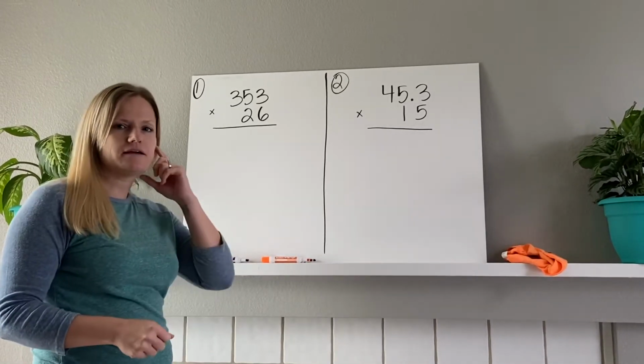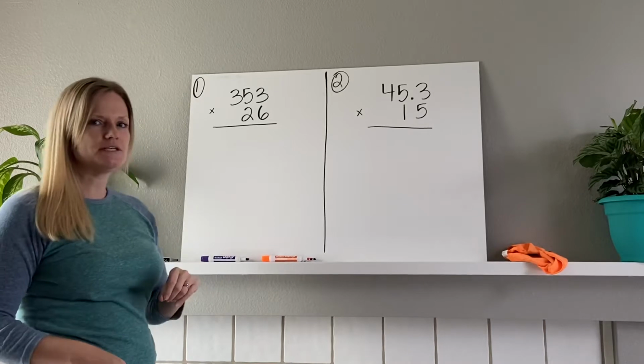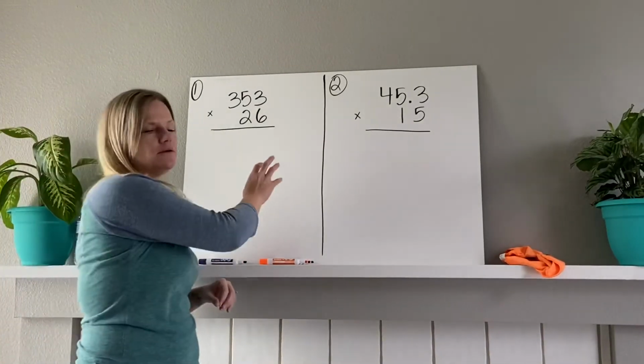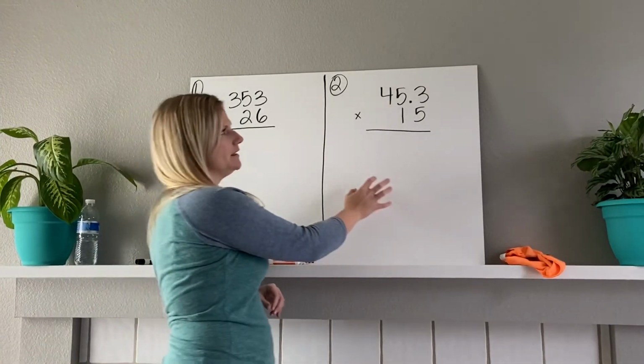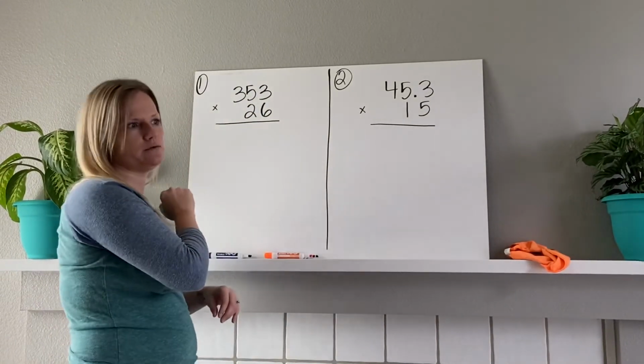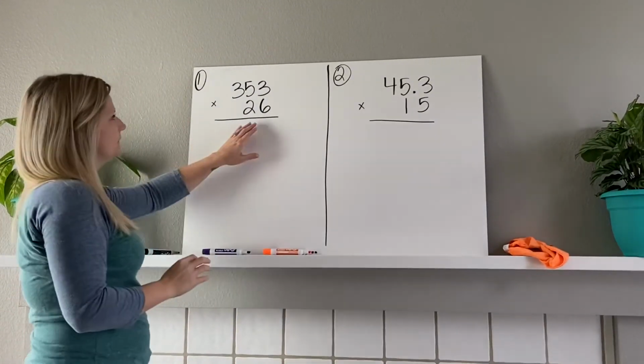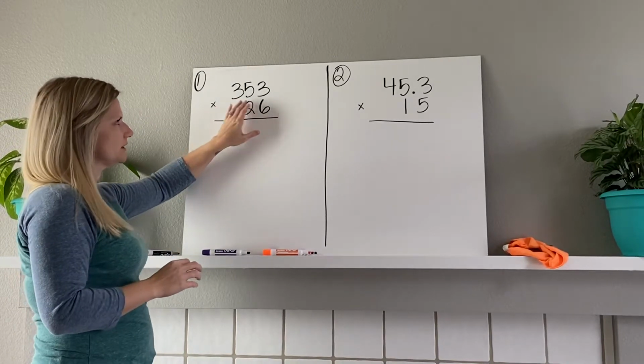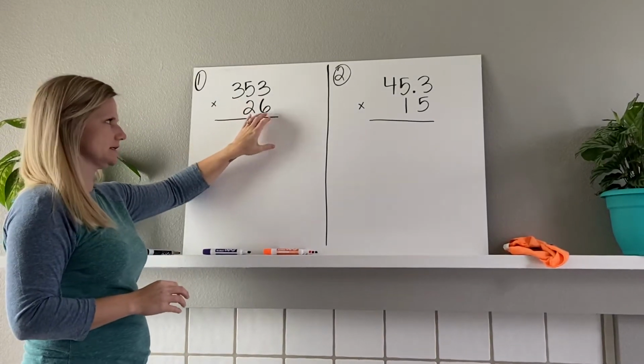Okay, so we're going to be talking about multi-digit multiplication today. We're going to do two examples, one whole number example and then one example with decimals, just so we can review how to do each. So the first one, we are going to be multiplying 353 by 26.